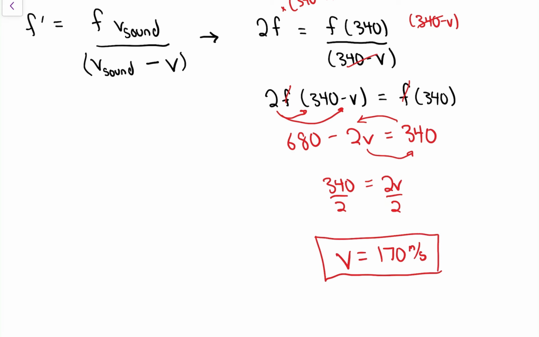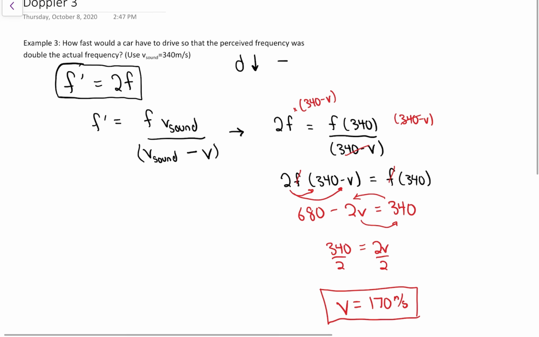If you're up for a challenge, go through that solution again, but don't put in a number for the speed of sound. Just call it x or something. The x's end up canceling out, and you're going to get this cool solution that to double the frequency, you need to drive half the speed of sound.